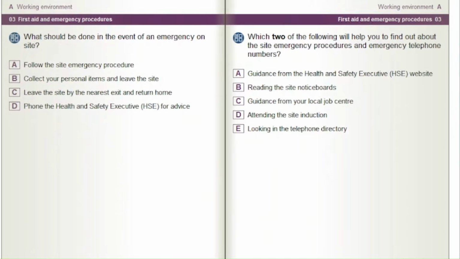What should be done in the event of an emergency on site? Follow the site emergency procedure. Collect your personal items and leave the site. Leave the site by the nearest exit and return home. Phone the Health and Safety Executive, HSE, for advice.